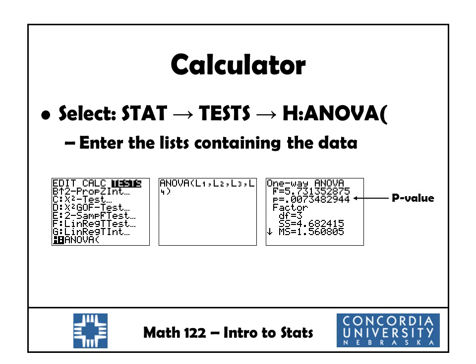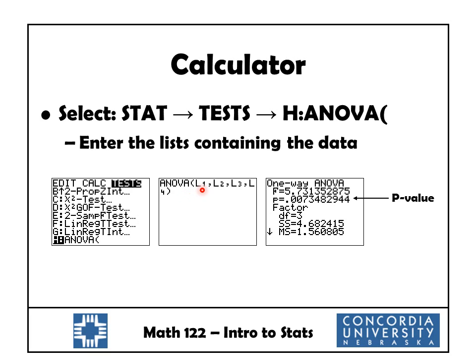The next thing we do is we go to the Stat menu and then Tests, and then choose the very last option called ANOVA. It may be option H or option G depending on what type of calculator you have, but you see it right down there, ANOVA. Now when you select that command, it's going to paste an ANOVA command on your blank home screen. The next thing we have to do is enter the lists containing the data.